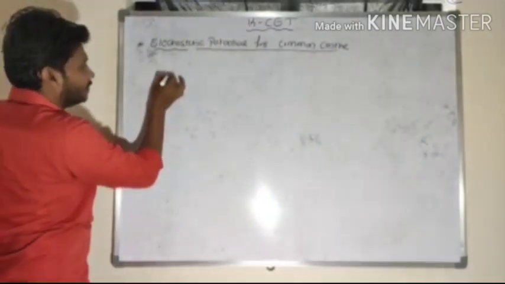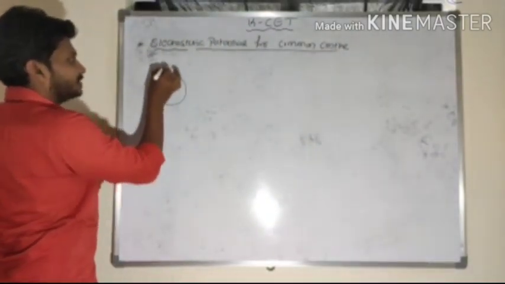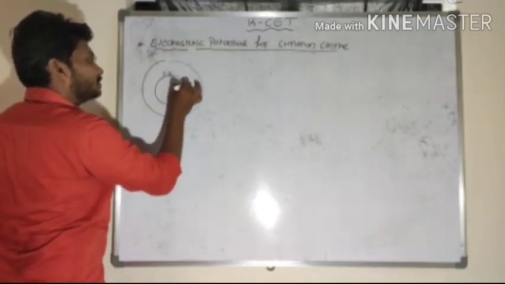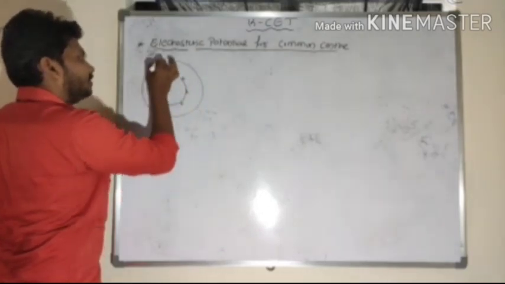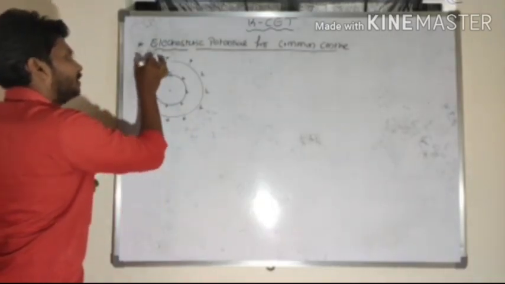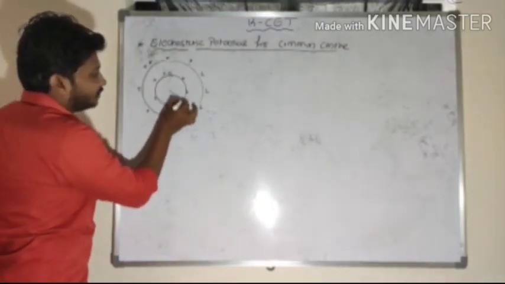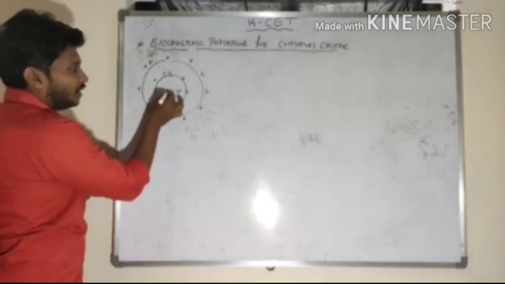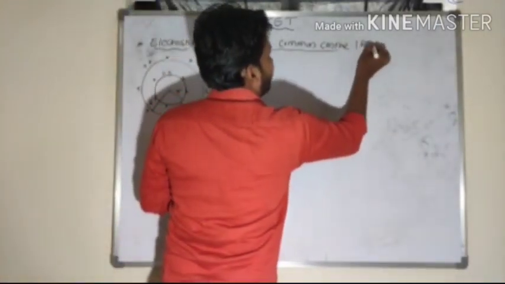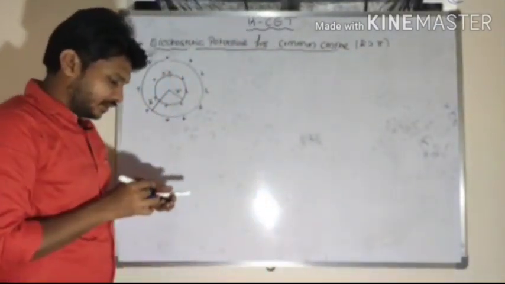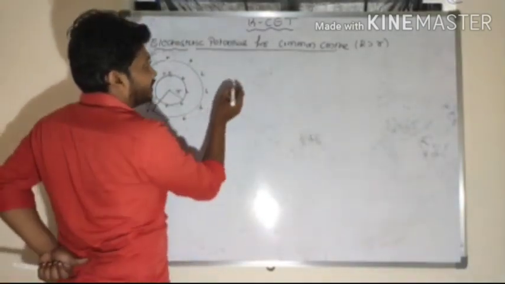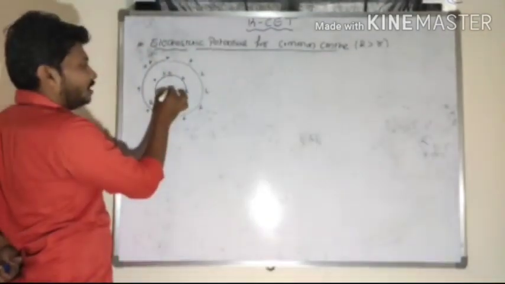For example, I will consider two hollow spheres having surface charge density, so charges are present on the surface of the sphere. This radius is small r and this radius is capital R. I will consider that capital R is greater than small r. Then what about the electrostatic potential at the common center?